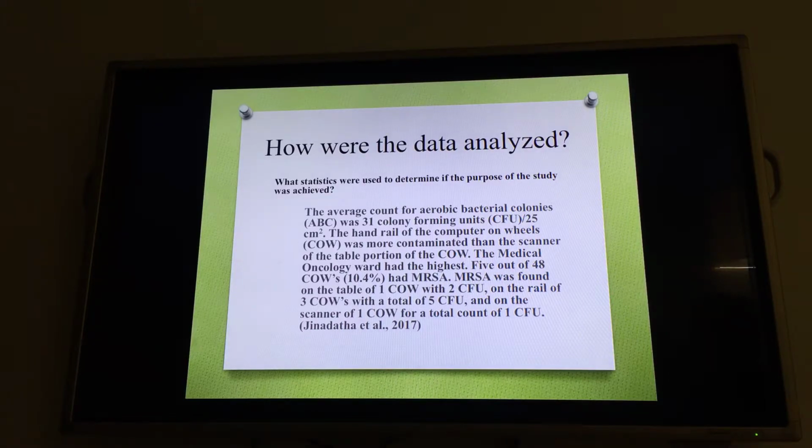5 out of 48 COWs, or 10.4%, had MRSA. MRSA was found on the table of 1 COW with 2 CFUs, on the rail of 3 COWs with a total of 5 CFUs, and on the scanner of 1 COW for a total of 1 CFU.